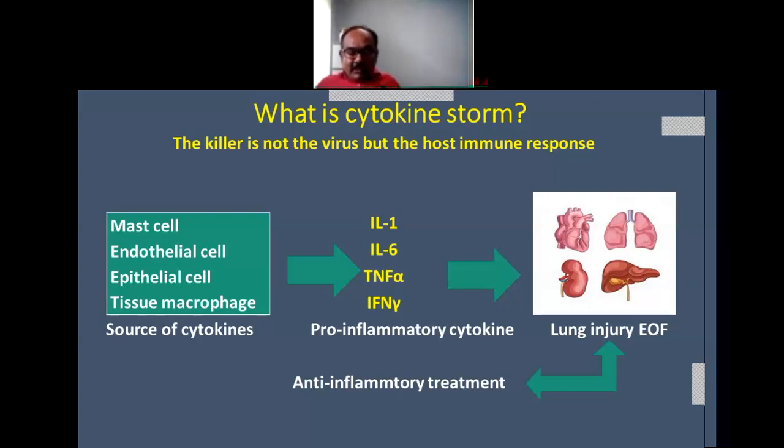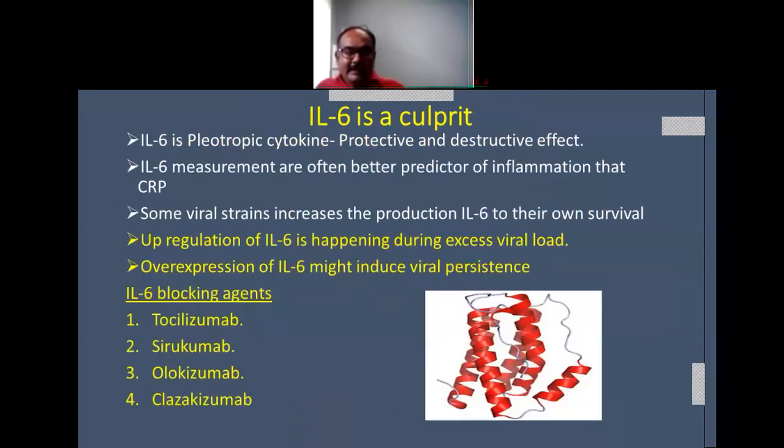But during severe viral infection, what happens? These in turn affect our own cells, especially lung cells, heart cells, and whatever the cells may be, and destroy our own cells, thereby leading to end organ failure. In the case of COVID, lung injury will happen, kidney injury will happen, and heart injury will sometimes happen because of pro-inflammatory markers. Pro-inflammatory markers are controlled by means of anti-inflammatory treatment. IL-6, as I already said, is a culprit.